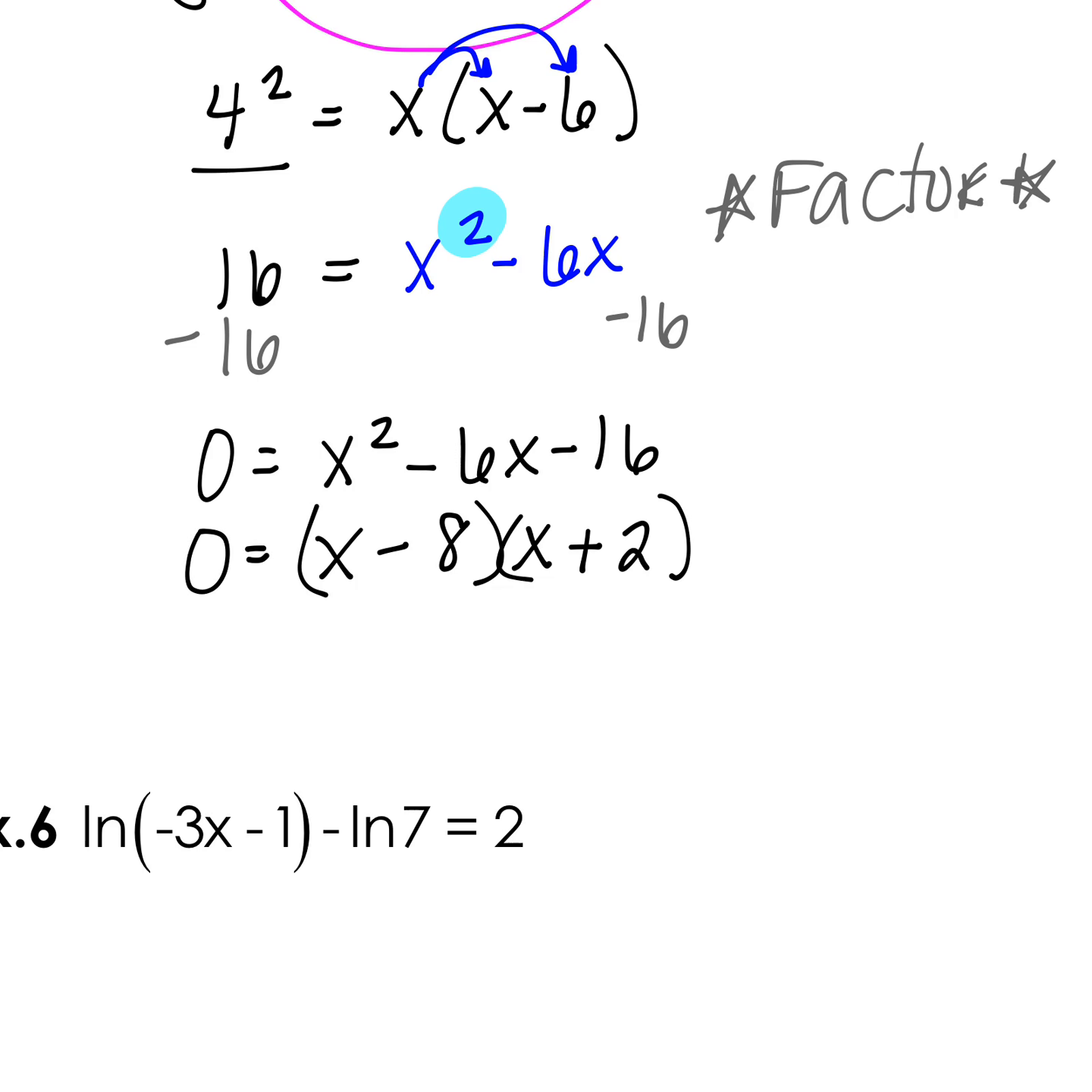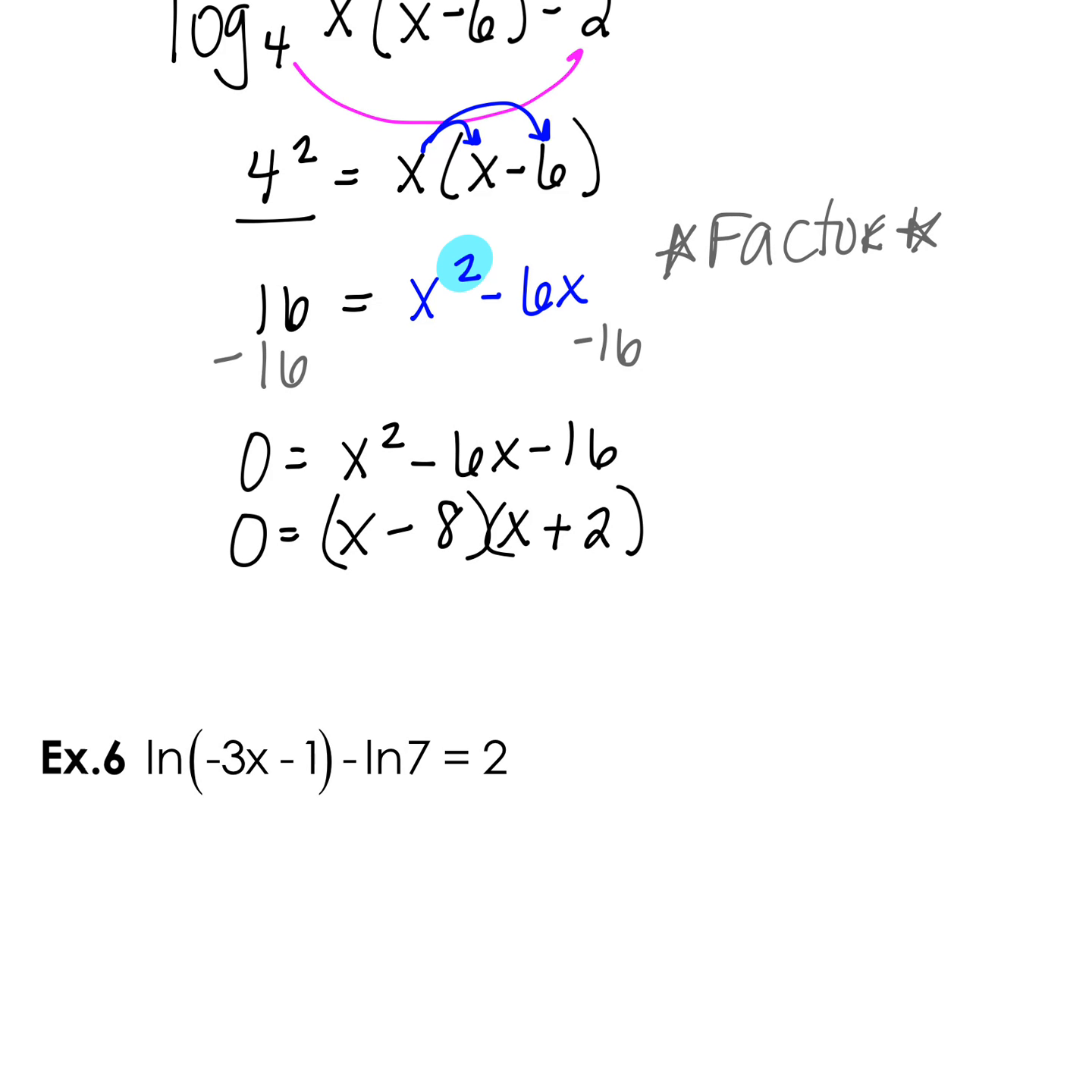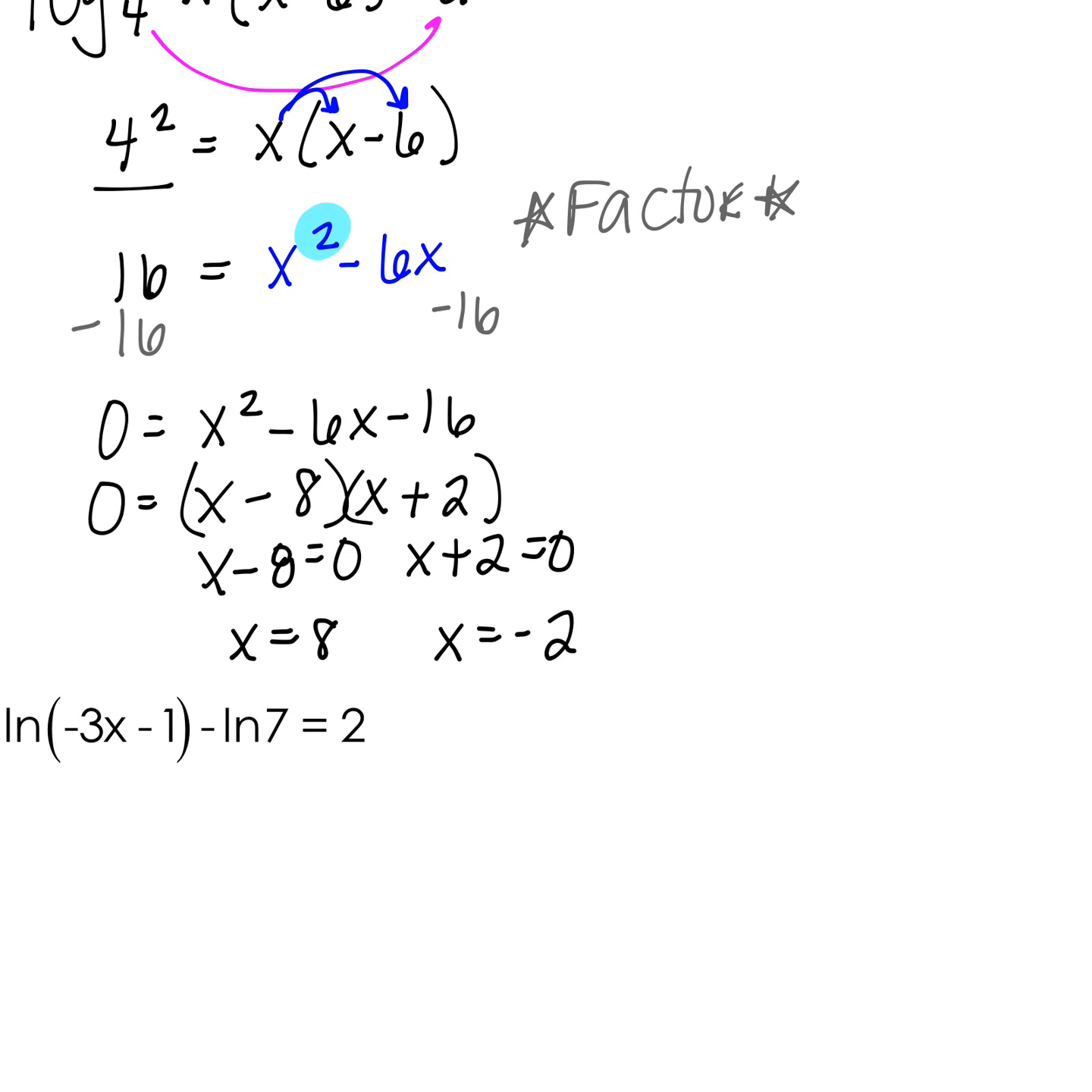Now again, we're trying to solve for x. So we have to set each one of these binomials equal to 0. And then we solve. So we get x is equal to positive 8 and x is equal to a negative 2. So x is equal to negative 2 and 8. But we always have to check for extraneous solutions. So remember, check for ES, so extraneous solutions.